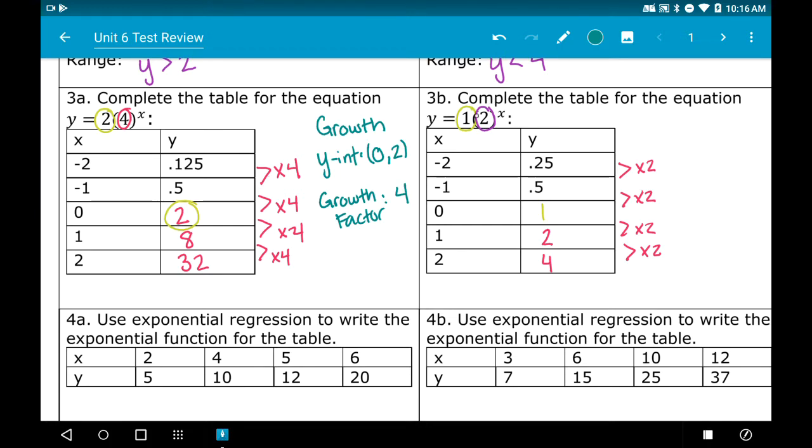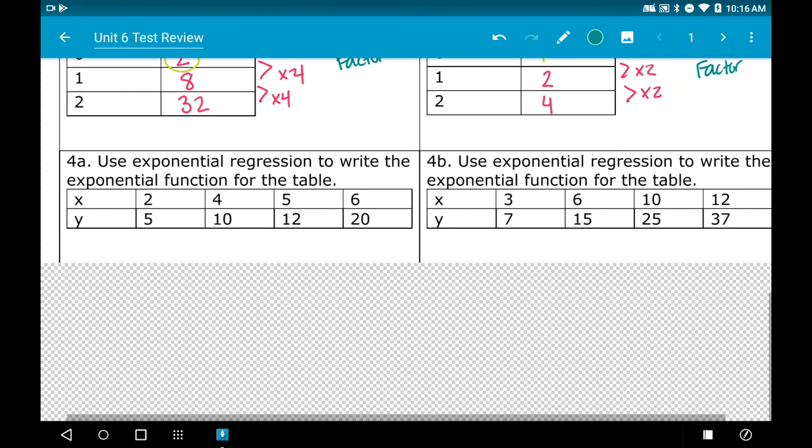And the same thing here. 2 is bigger than 1, so it's going to be growth. The y-intercept is the number out front. So this is going to be a 1. So 0, 1. And then our growth factor here is the number we're multiplying by, so it's going to be a 2.